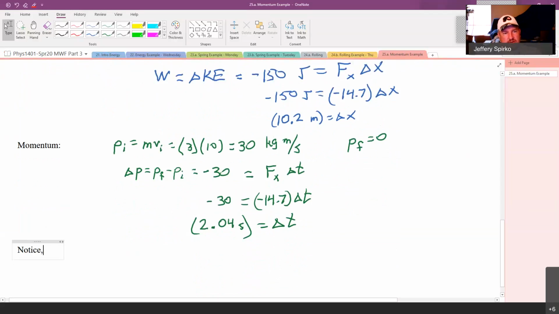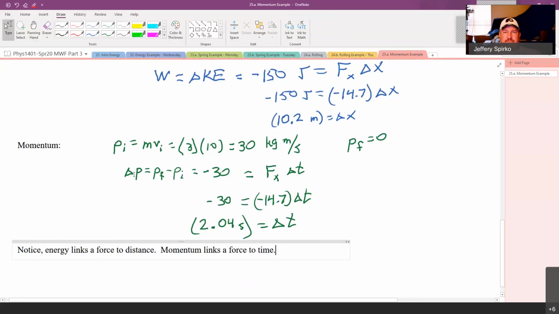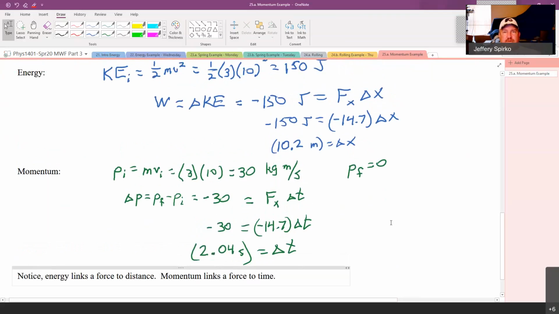So notice that energy links a force to distance. So force through a distance gives you the work, which is a change in energy. And momentum links a force to time. The change in momentum is the force times the amount of time. So that's a nice, simple, easy to break down momentum example that you can use to supplement what is available in the PDF notes and the video lesson.